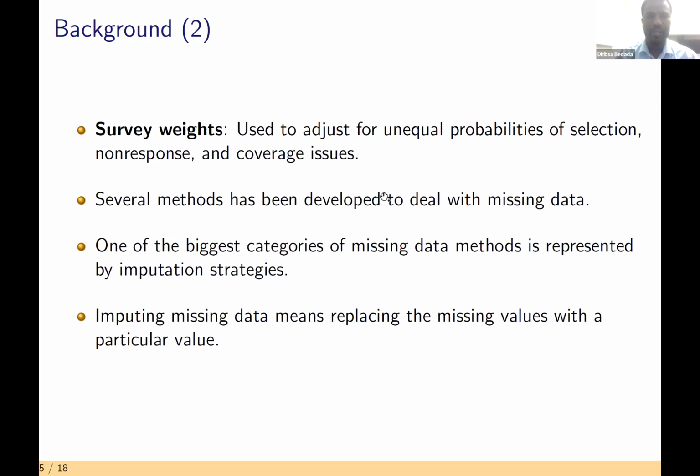Several methods have been developed to deal with missing data in different contexts, assuming several assumptions. So one of the biggest categories of missing data methods is represented by imputation strategies. Imputing missing data means replacing the missing information with a single or several values.